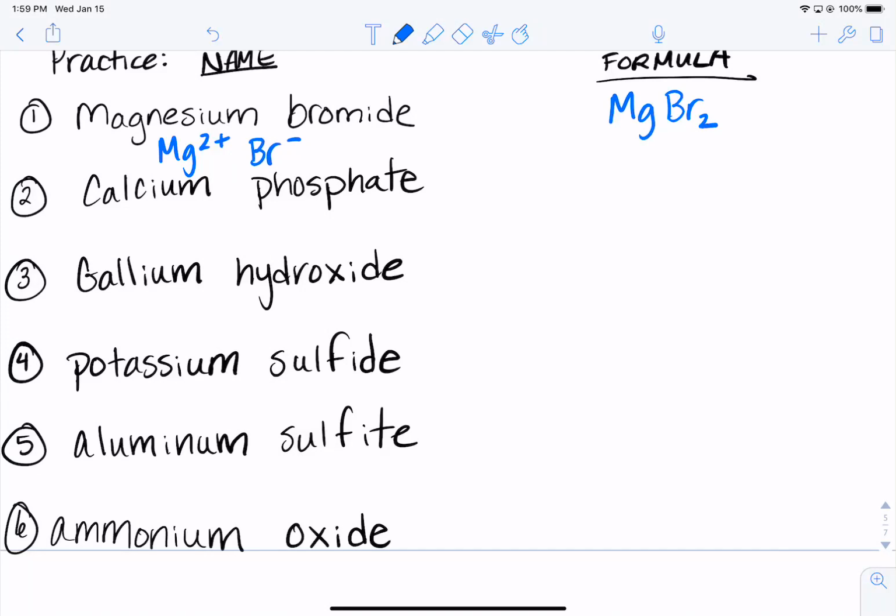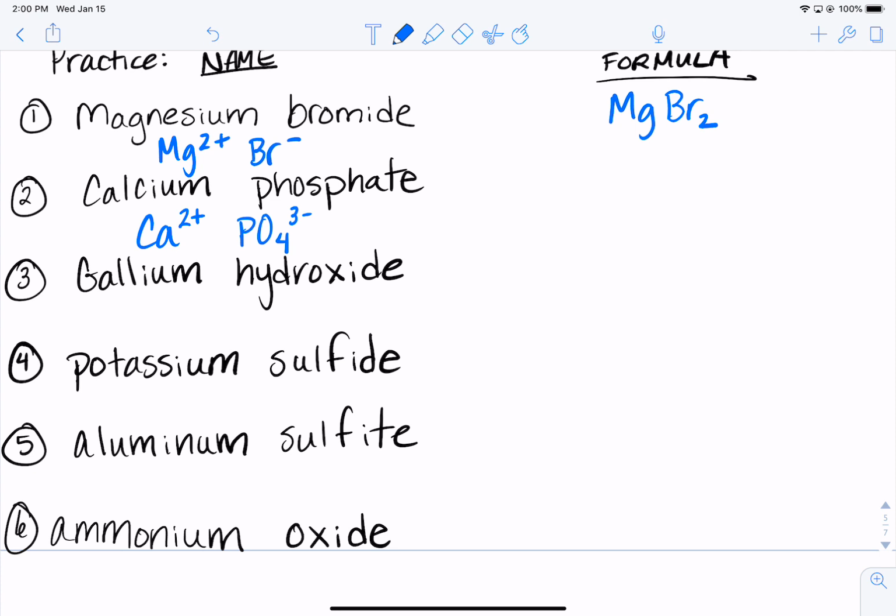All right, so calcium phosphate, symbol and charge. What's the symbol for calcium? Ca. And what's the charge? +2. Phosphate, it ends in 8, so don't go looking for it on the periodic table. You'll never find it. So what is it? You got to look on the chart. PO4 3 minus.